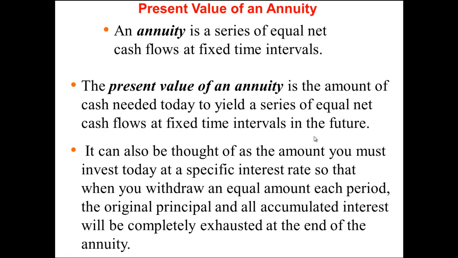Now let's talk about what an annuity is. An annuity is a series of equal net cash flows at fixed time intervals. The present value of an annuity is the amount of cash needed today to yield a series of equal net cash flows at fixed time intervals in the future. Remember, it's equal net cash flows. So this is when we're talking about the same dollar amount. It would be like having $10 one year, $10 the next year, $10 the year after that, and so on and so forth.